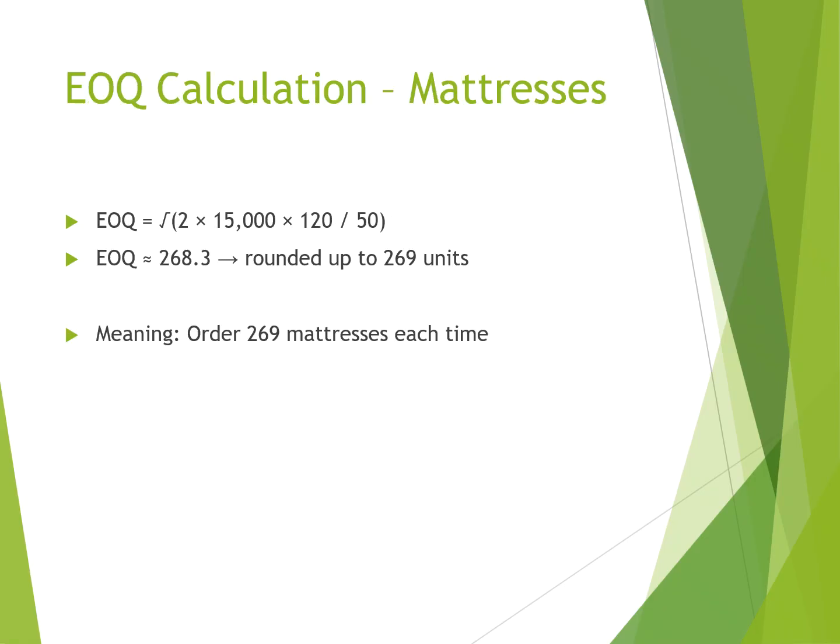Now we apply the EOQ formula. We plug in the numbers: demand of 15,000, ordering cost of 120, and the carrying cost of 50. The EOQ comes out to about 268 units. Since we cannot order a fraction of a mattress, we round up to 269 units. That means the company should order 269 mattresses each time.